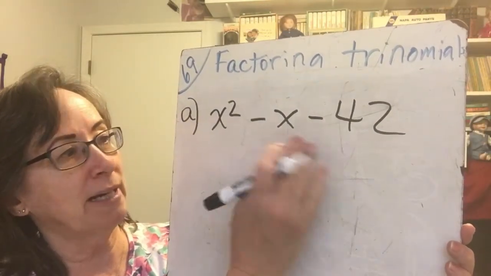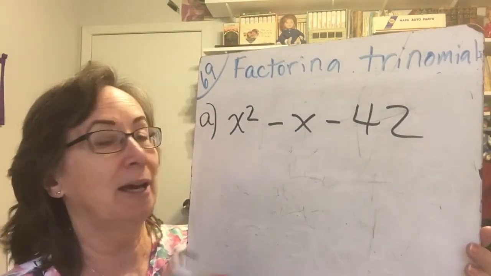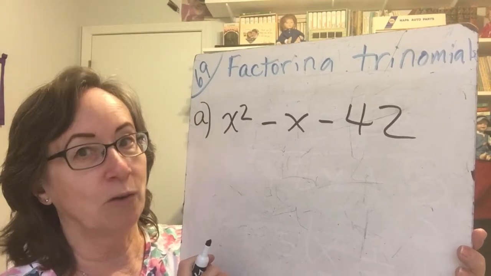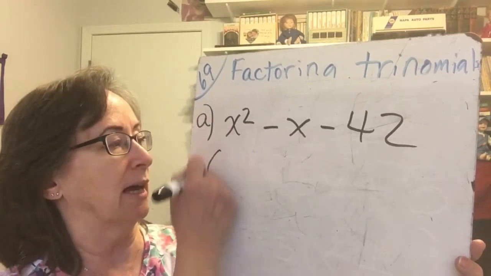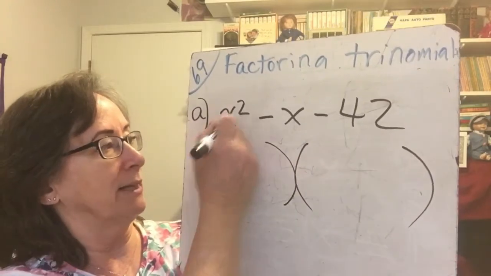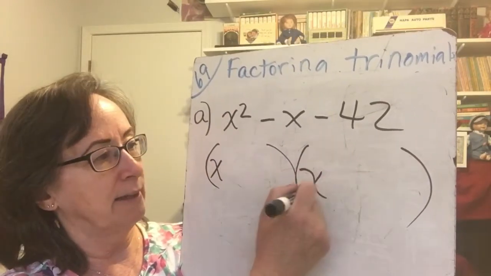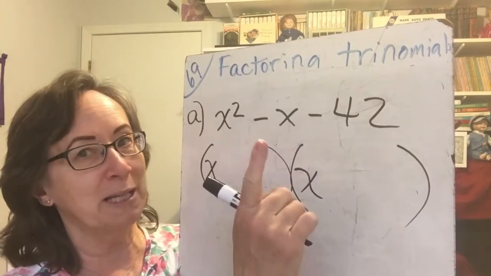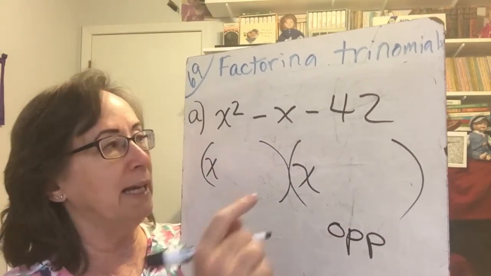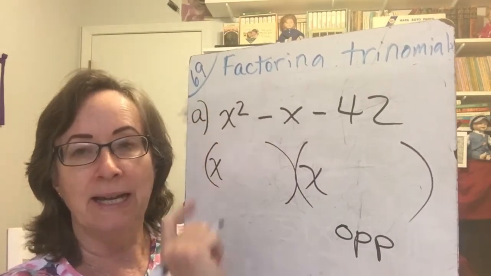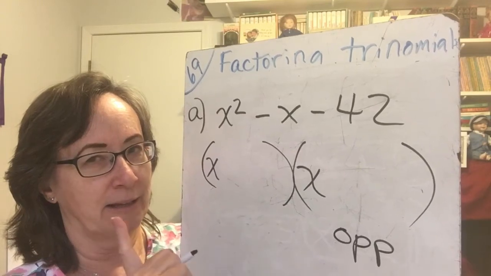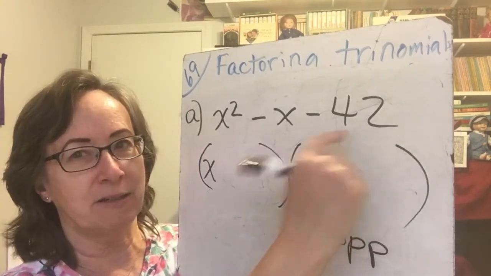So x squared minus x minus 42 means that this last one is negative. Therefore, we have one of the middle signs. So we'll do this one with our unfoil here. And we'll say, well, this is going to have to be x times x. And then this tells us that one is positive and one is negative. So we have opposite signs, which means that this one is going to be a difference. A difference of these two factors.